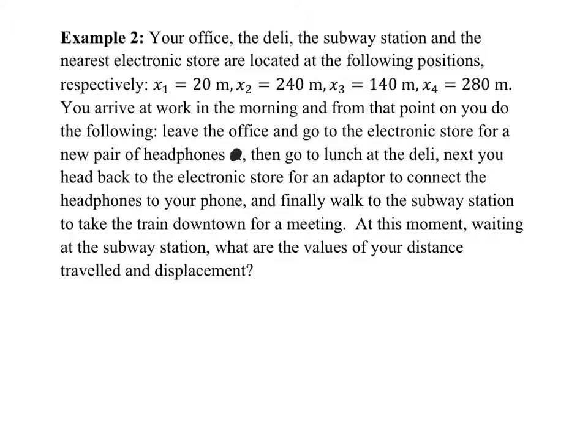Okay, the office is at 20, the deli is at 240, the subway is at 140, and the electronics store is at 280. Respectively means in the order it was given in the problem is the order of the locations x1 through 4. Do the distances mean like from your home? So again, it just says, at this moment, from waiting at the subway, what are the values of the distance traveled and the displacement? So from the office, doing all that stuff, ending at the subway, what was your total distance traveled and what was your displacement?